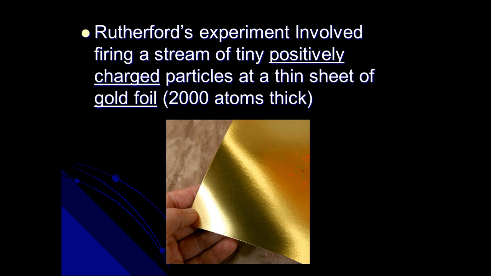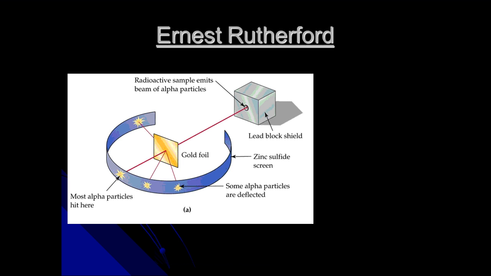Rutherford's experiment involved firing a stream of positively charged particles at a thin sheet of gold foil. So he fired alpha rays, those positively charged rays, at a thin sheet of gold foil. Here's his radioactive sample, and it's emitting alpha particles. It's kind of like shooting a laser gun at this gold foil, but the laser is filled with positively charged alpha particles. And this is a zinc sulfide screen. All you need to know about that is it was a screen that was used to detect where the alpha particles hit.